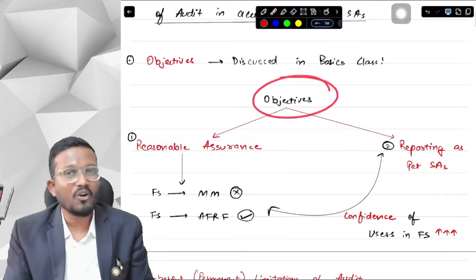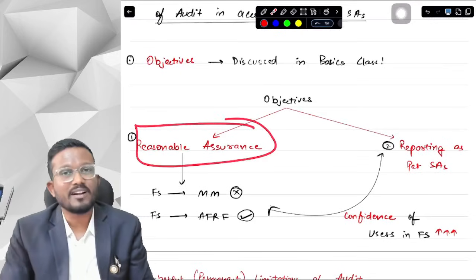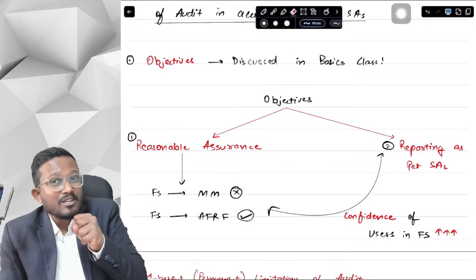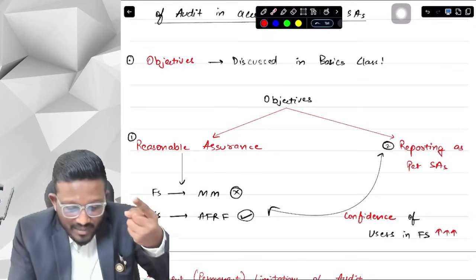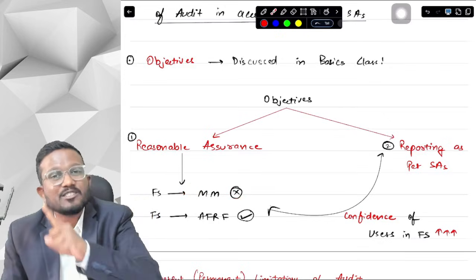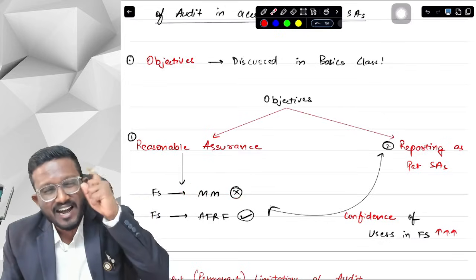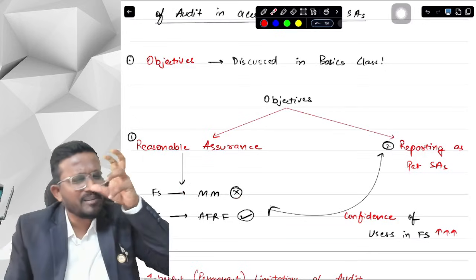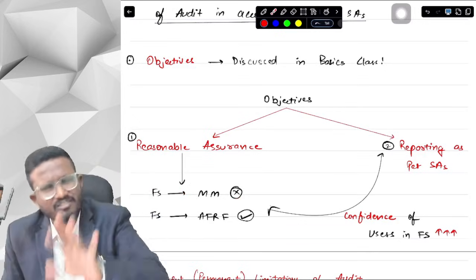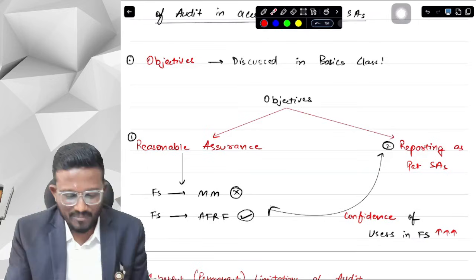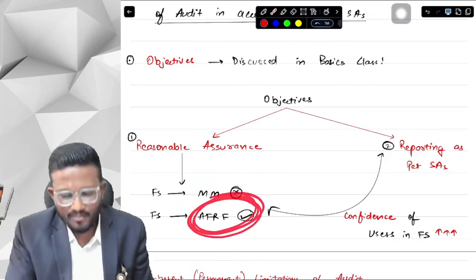The objective of the auditor is to obtain reasonable assurance. For what do we need to obtain reasonable assurance, sir? That in the financial statements there is no material misstatement. Yes sir, I can remember something, that the financial statements don't have material misstatement, which means we can say that the financial statements are prepared as per the applicable financial reporting framework.